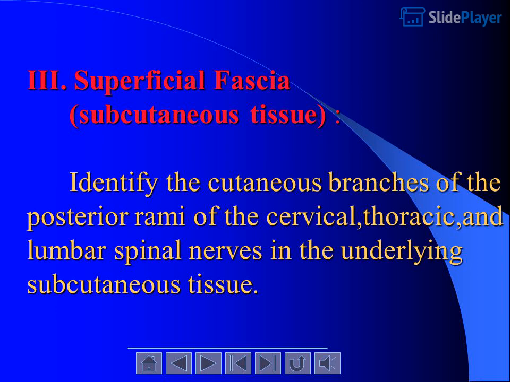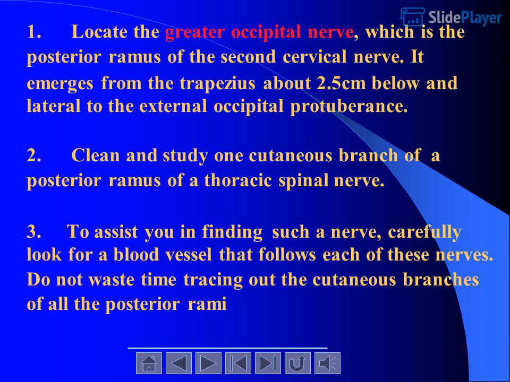Superficial fascia, subcutaneous tissue. Identify the cutaneous branches of the posterior rami of the cervical, thoracic, and lumbar spinal nerves in the underlying subcutaneous tissue. 1. Locate the greater occipital nerve, which is the posterior ramus of the second cervical nerve. It emerges from the trapezius about 2.5 cm below and lateral to the external occipital protuberance.